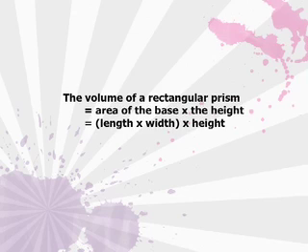Now let's home in a little bit and go specific. Let's write the formula for the volume of a rectangular prism. The volume of a rectangular prism is equal to the area of the base times the height. But we know that the area of the base is length times width. So we can record our formula as the volume of a rectangular prism is equal to length times width times height. We have our formula.